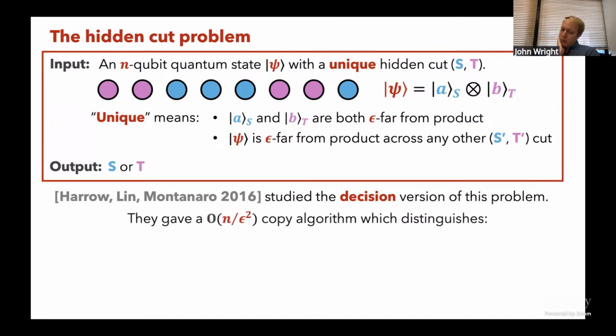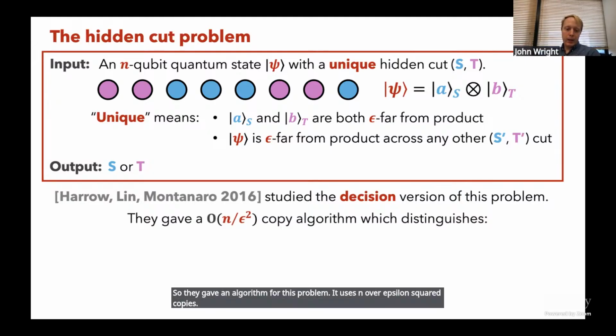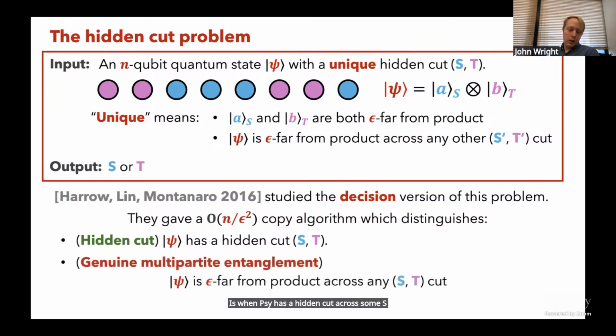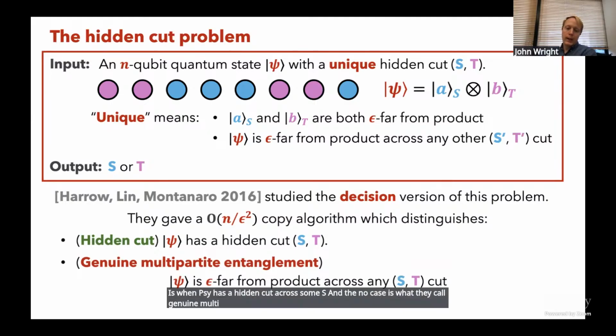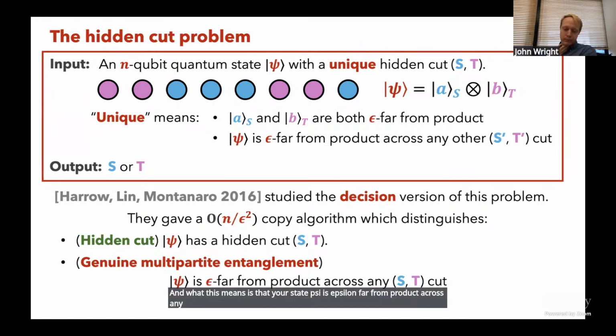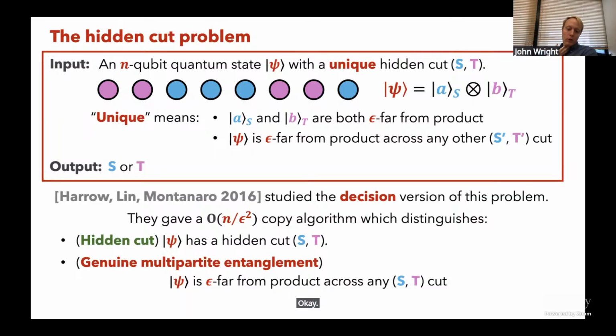So they gave an algorithm for this problem. It uses n over epsilon squared copies. And it distinguishes the following two cases. So in the yes case is when psi has a hidden cut across some S and T. And the no case is what they call genuine multipartite entanglement. What this means is that your state psi is epsilon far from product across any ST cut. Okay. So again, their algorithm was just detecting whether there exists a hidden cut or not.